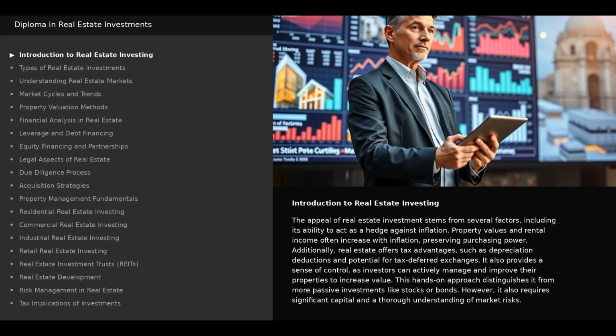It also provides a sense of control, as investors can actively manage and improve their properties to increase value. This hands-on approach distinguishes it from more passive investments like stocks or bonds. However, it also requires significant capital and a thorough understanding of market risks.